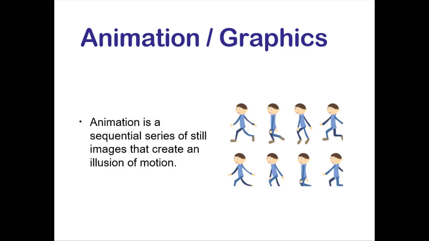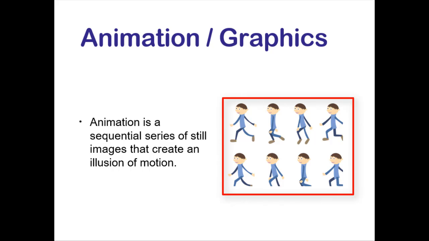In multimedia, another common element is animation or graphics. From images, animation can be created. Animation is a series of still images played to create an illusion of motion. For example, these images of a cartoon character will create an illusion of the character walking when displayed sequentially.